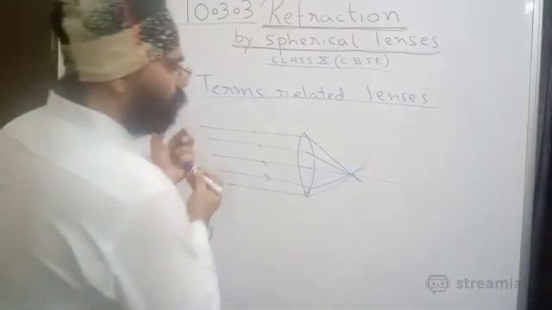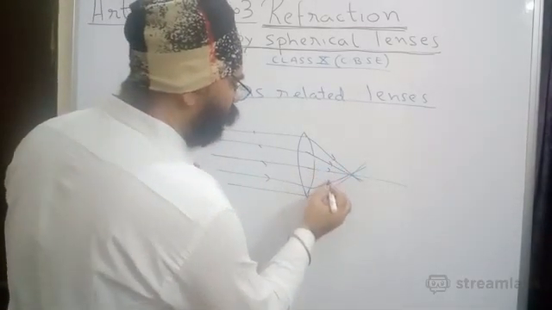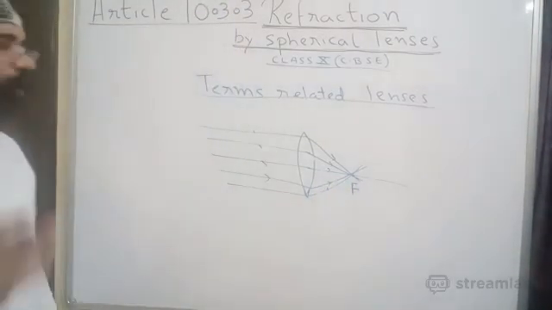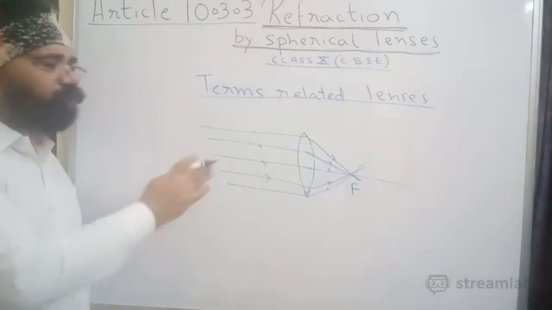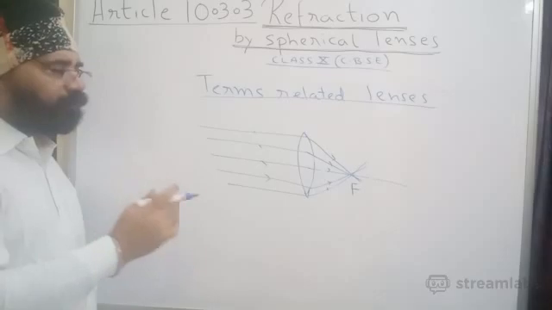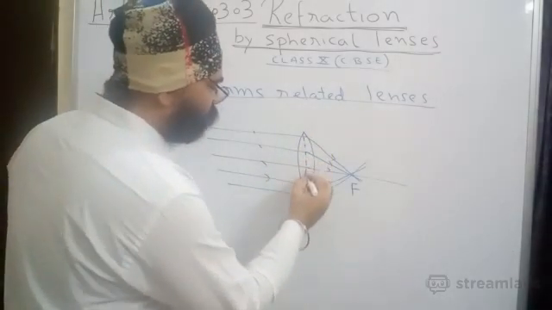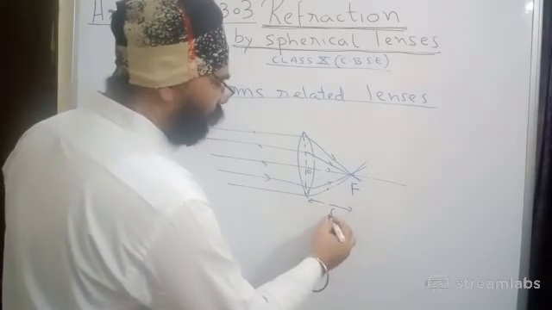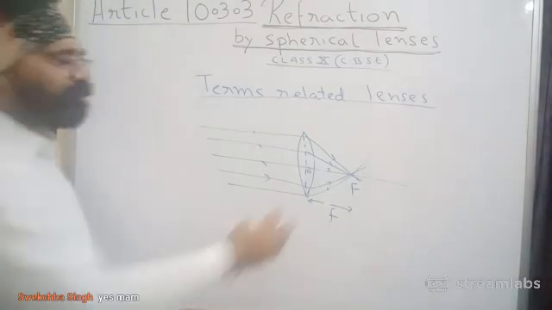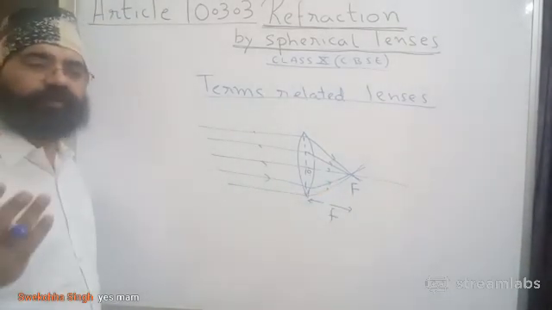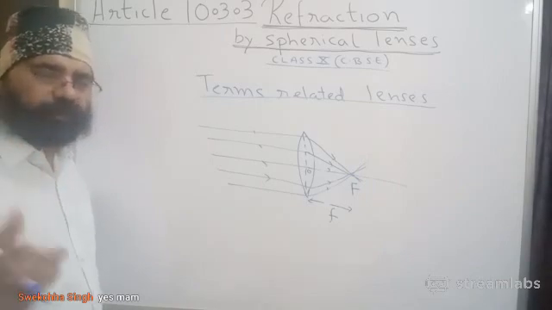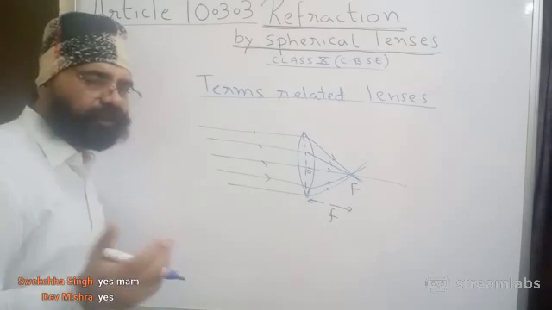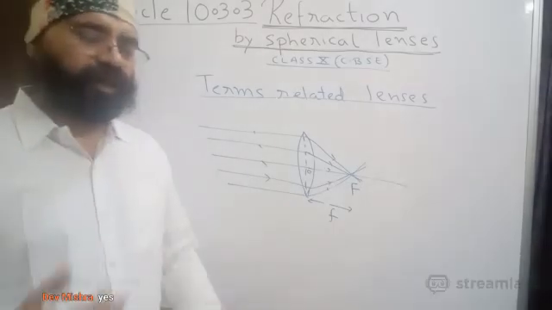Okay, so all of them converge at a point, and this point is known as the focus of the convex lens. The distance between its optical center, which means this distance, and the focus is known as its focal length. We represent the focus by a capital F, that we had understood earlier. Pratyush Pandey says focus, Snigdha Siddhant says focus, Tanisha says focus, and Vanshika says focus.